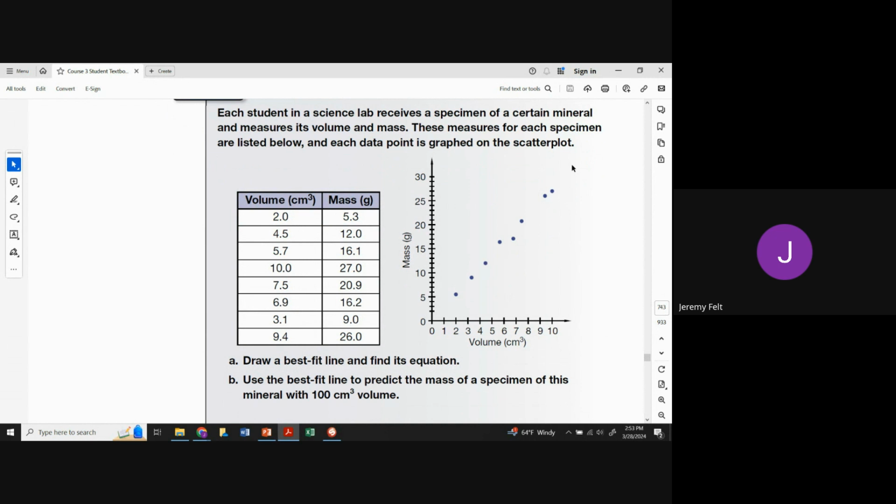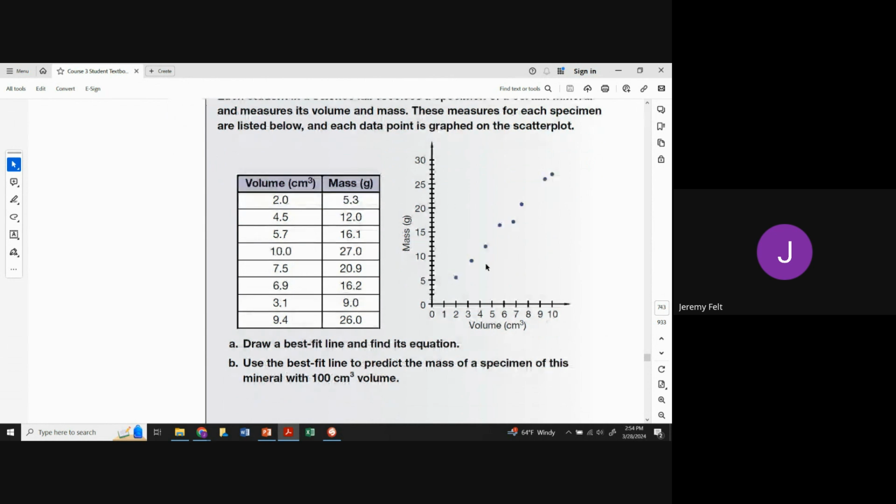Again, it's not going to hit every point, so they're not directly in line with each other. We would want a line that would be the quote-unquote best fit line. And then to predict, we could find some ratios to see. It looks like 2 cubic centimeters is about 5. It looks like 10 is about up here, maybe 28, 29. So we could use some different ones of those. 5 is about 12 or 13. And we can zoom in to see.